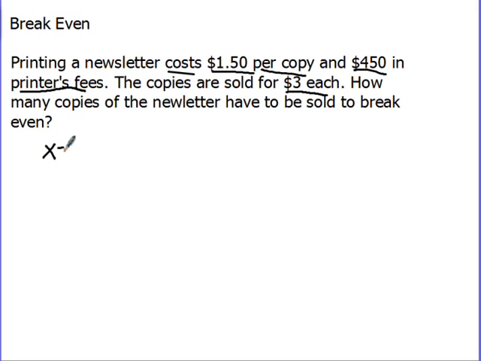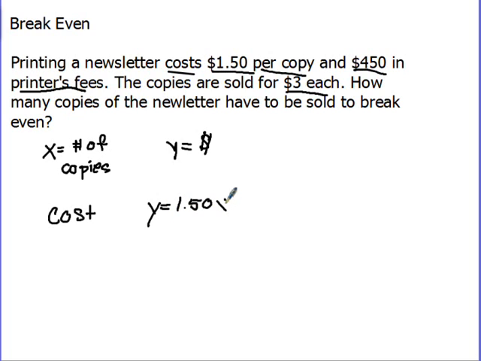Well, X is going to be your number of copies of the newsletter. And remember, your Y is your money. So let's talk about the cost first. It tells me in that first sentence, it costs me $1.50 per copy. So that would be Y equals $1.50 X. And there's another cost, $450 in printer's fees. So I would have to add $450. So this is what it costs me to make a newsletter.